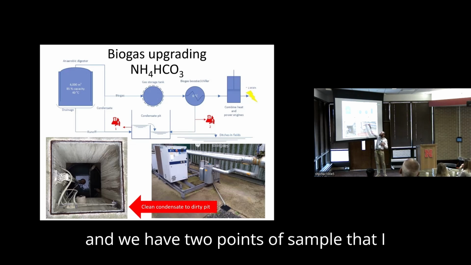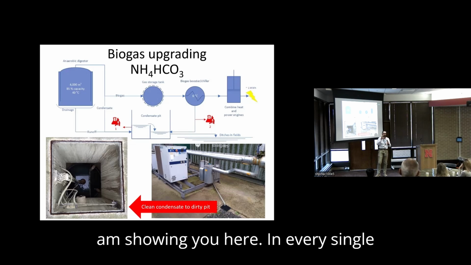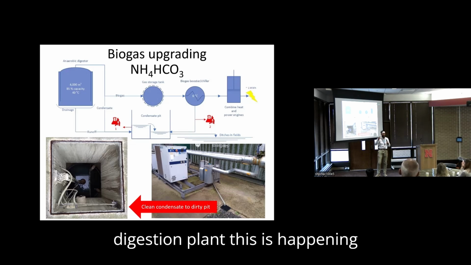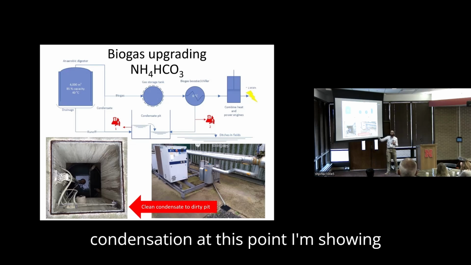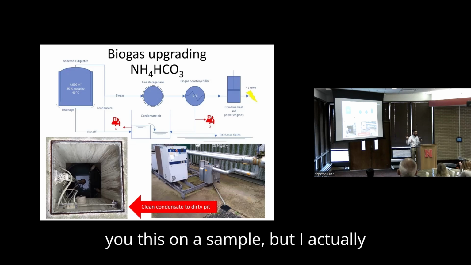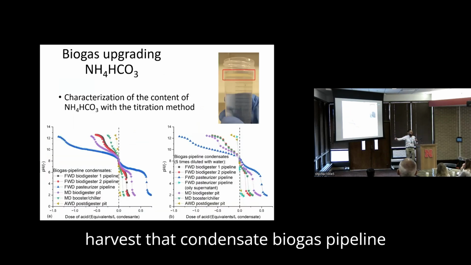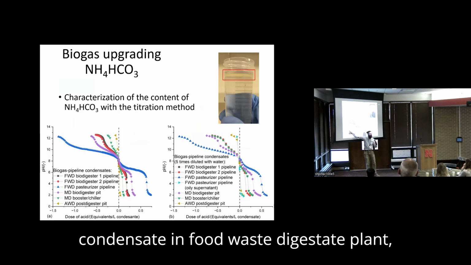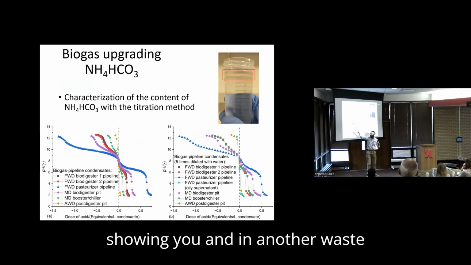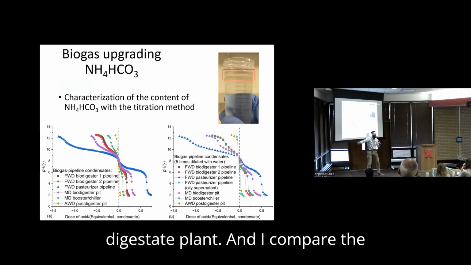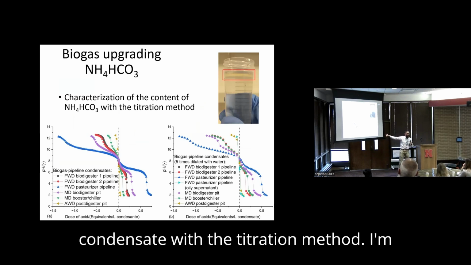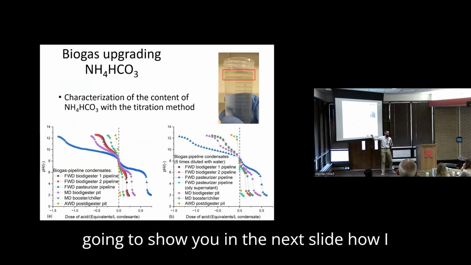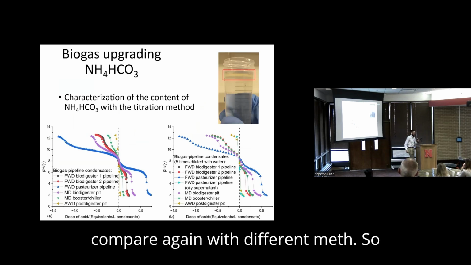And we have 2 points of sample that I am showing you here. In every single anaerobic digestion plant, this is happening. And we can harvest the condensation at this point. I'm showing you this as a sample, but I actually harvest that biogas pipeline condensate in a food waste digestate plant, in the manure digestate plant that I just showed you, and in other waste digestate plants. And I compare the amount of ammonium bicarbonate in that condensate with the titration method. I'm going to show you in the next slide how I compare again with different methods.